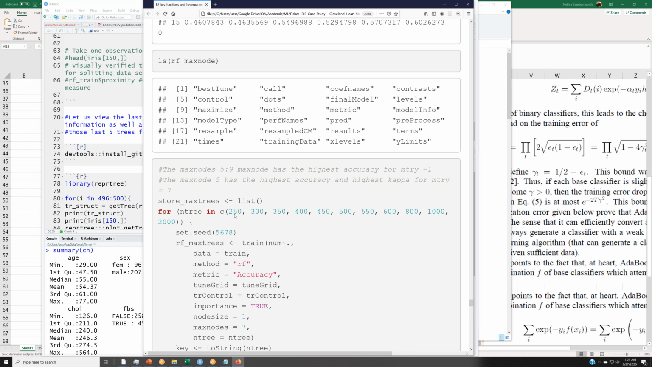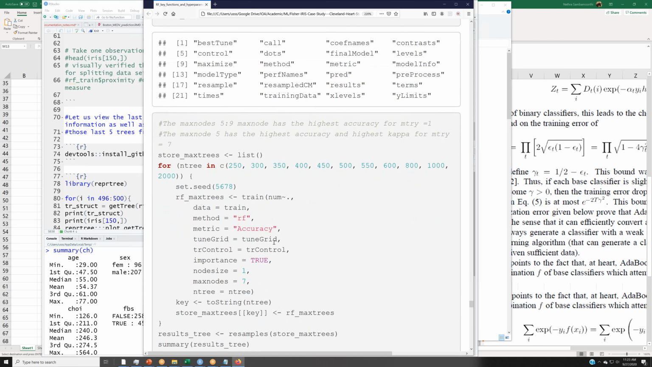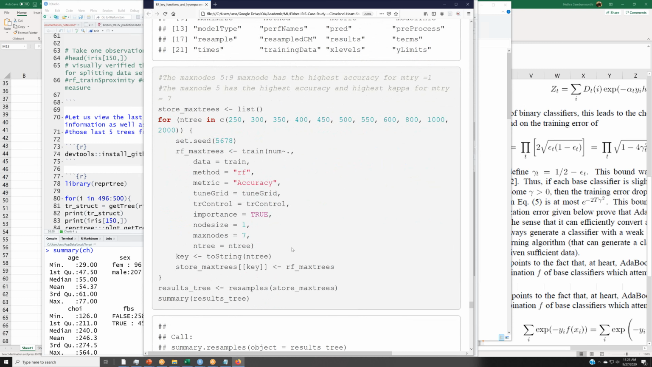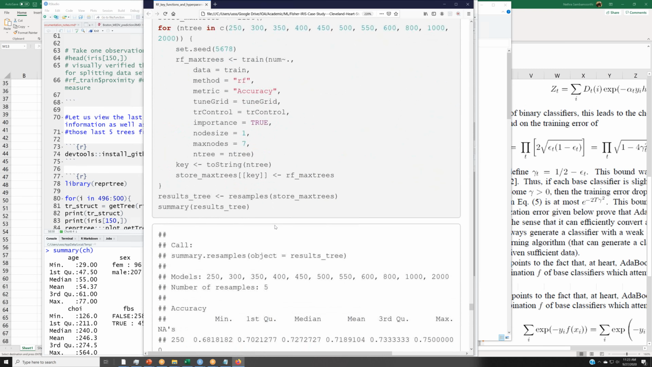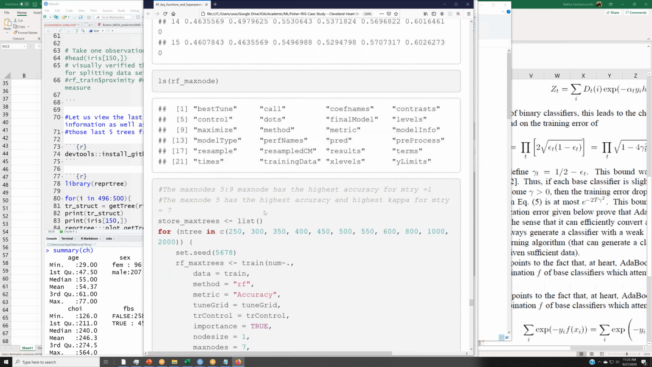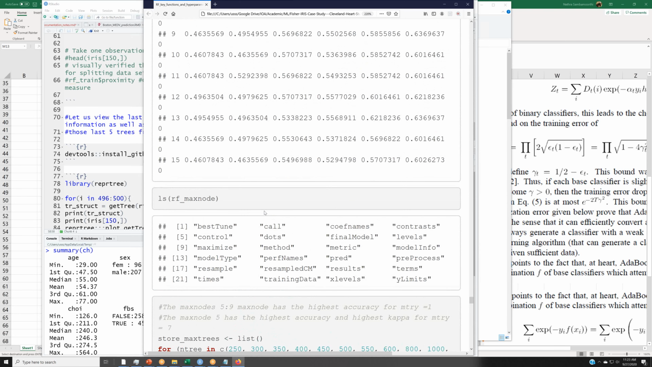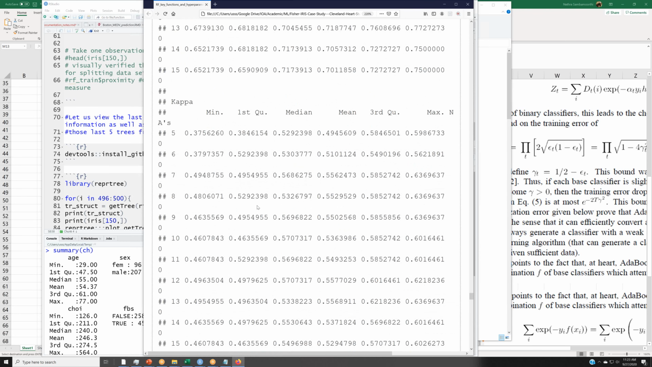So I start with 250 trees, adding 50, 50, 50, until 550, and then 600, and then I add 200, 200, and then finally 1000, because otherwise it will be a large number. It's good enough. Are you with me, everybody? Again, I'm doing the same thing. So node size, max nodes is 7.